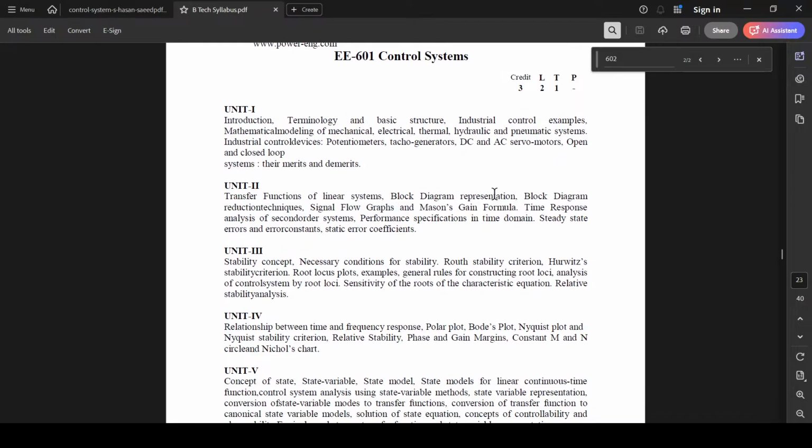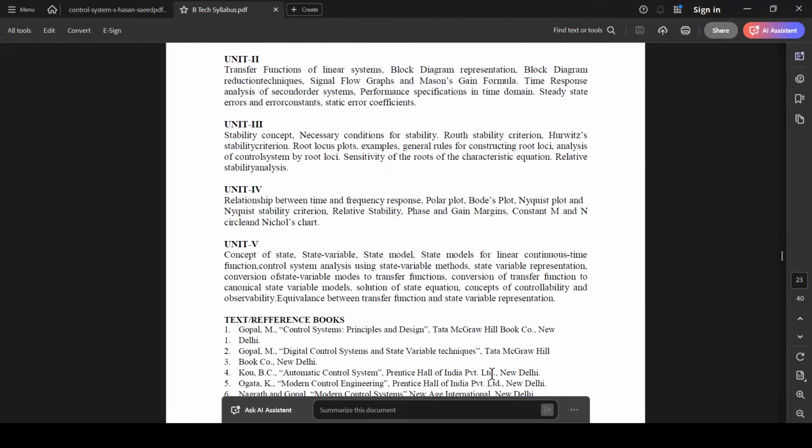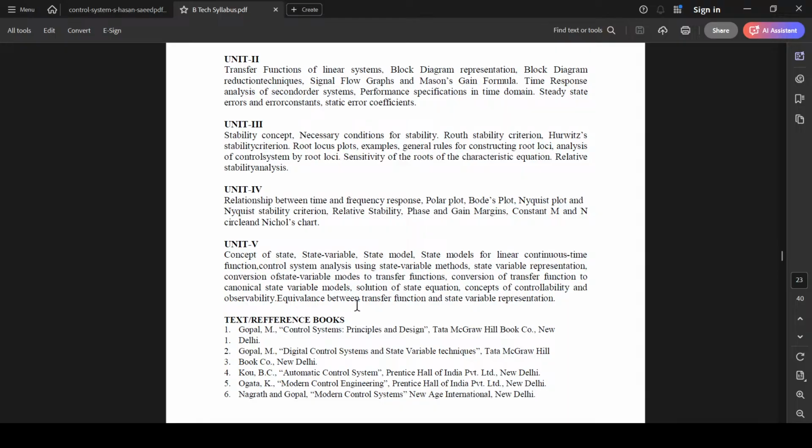So today, right now, we are going to start this field of electrical engineering, that is control systems. This is the subject, and we have divided this subject into 5 units. These are the recommended books.